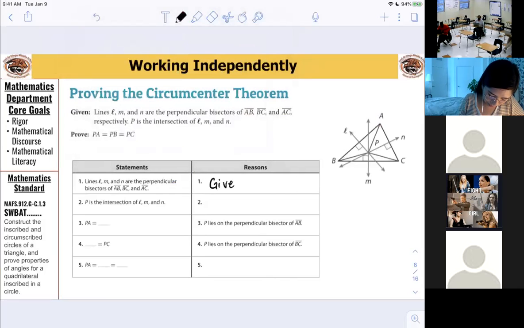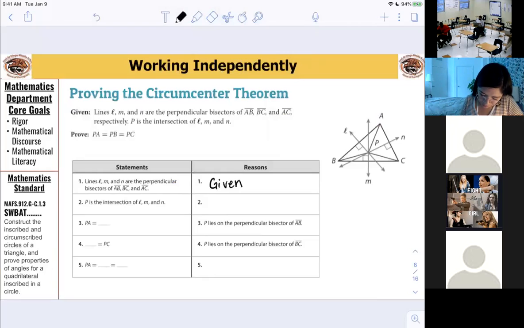Okay. So mean. Okay, but before we even go through it, let's actually see what this is asking. Given lines L, M, and N are the perpendicular bisectors of AB, BC, and AC, respectively. P is the intersection of L, M, and N. Okay, there's a lot going on. This is a kind of a crazy diagram, okay? So on a test, on a quiz, on anything like this, write it down in your notebook, copy it down. It doesn't have to be perfect, but copy it down so that you can then highlight or use color coding or do whatever you need to do to actually see what's going on.